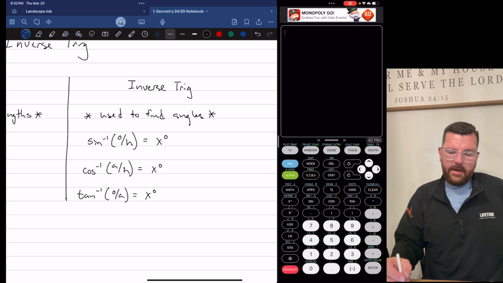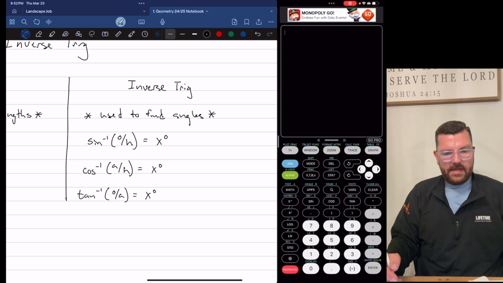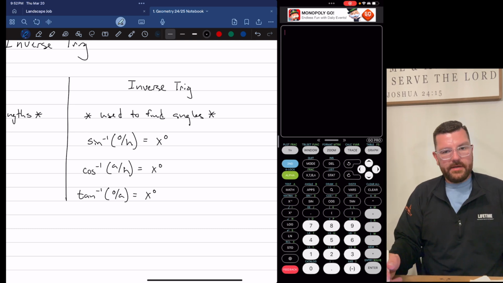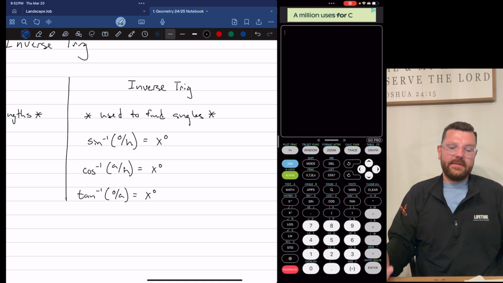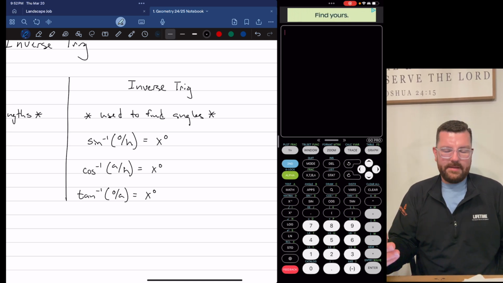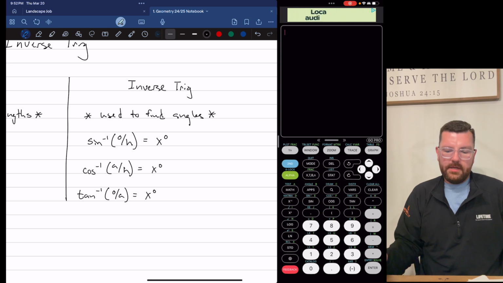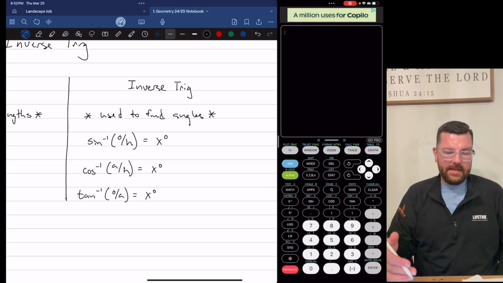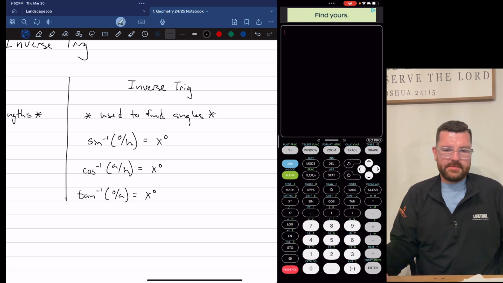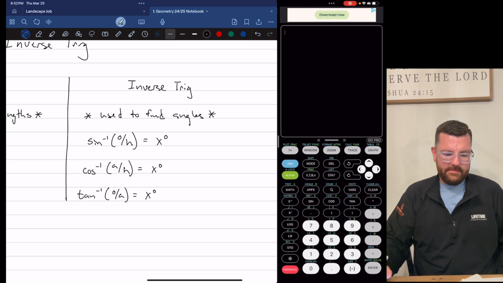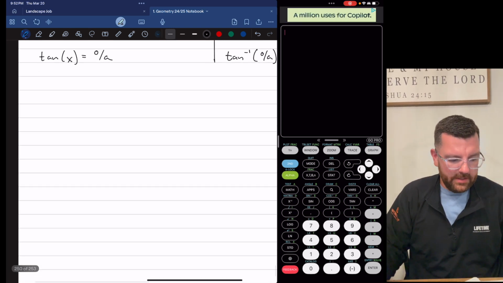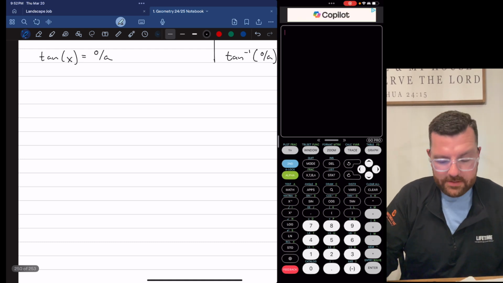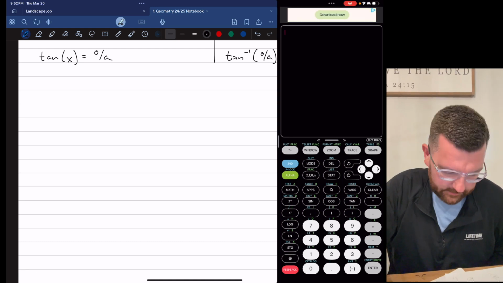How we would say that is, the inverse of sine times the opposite side over the hypotenuse will give us a missing angle. The inverse of cosine times the adjacent over hypotenuse will give us an angle. And again, the inverse of tangent times the opposite over the adjacent will give us the missing angle. So let's see what that actually looks like. I'm going to draw a triangle. Take a moment. You may pause the video and draw this as well with me.